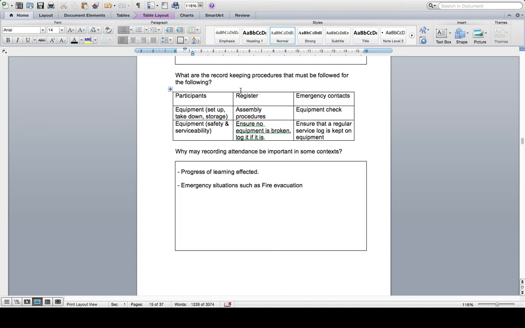Okay, but that is one aspect where the register is very, very important. So you should always take detailed registers and keep them safe and record them week on week and keep them in a file as well, so you've got a long record of them throughout the year.